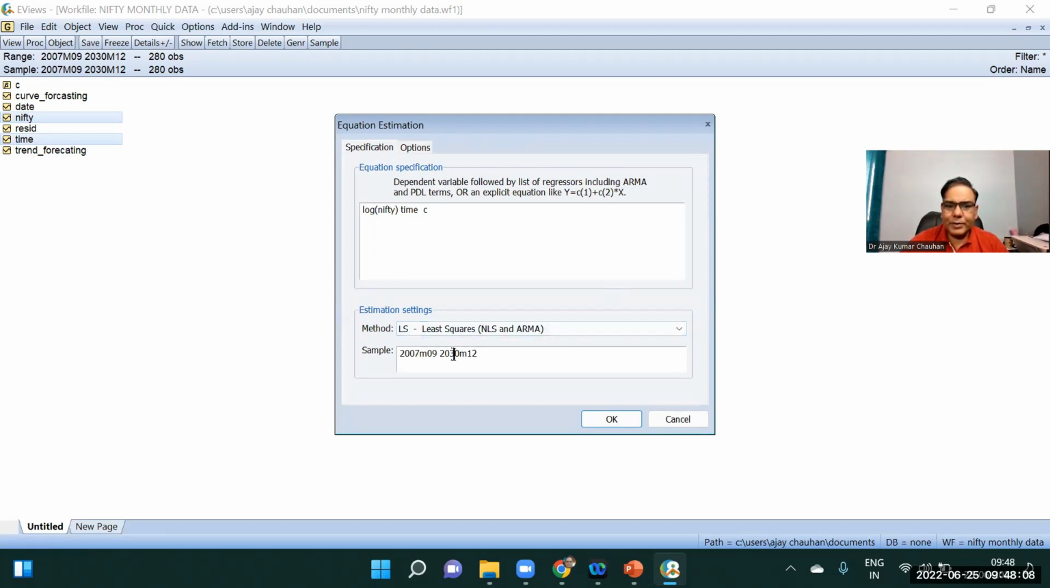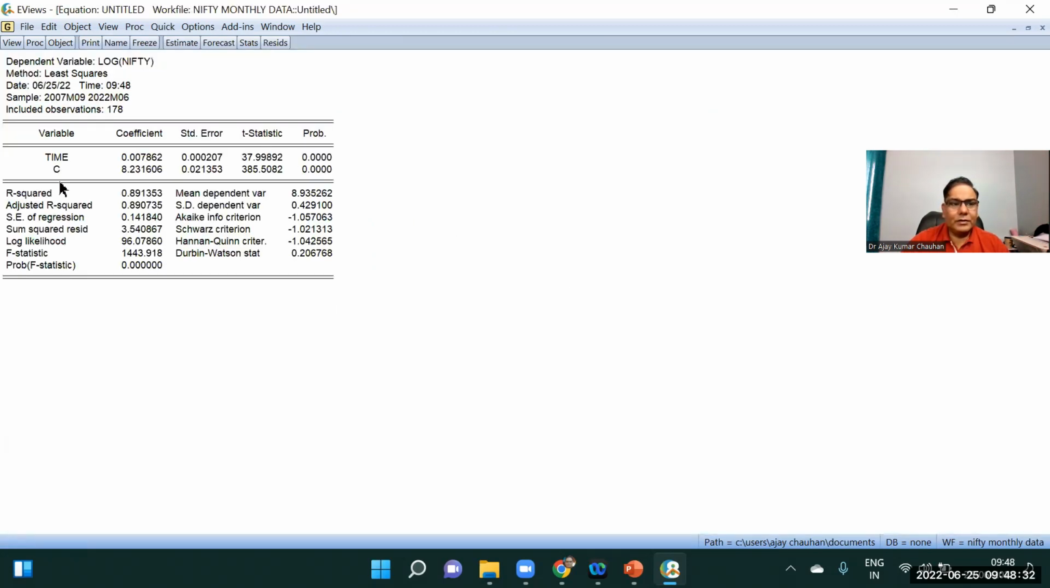The sample period means the period which you are using for making the model. And forecast sample means the sample where you are going to forecast. So this is our sample for the model. And it is again 89%, not very strong. Because curvilinear trend is more accurate, with 92% R square, it is 89, but it is still better than the trend forecasting.